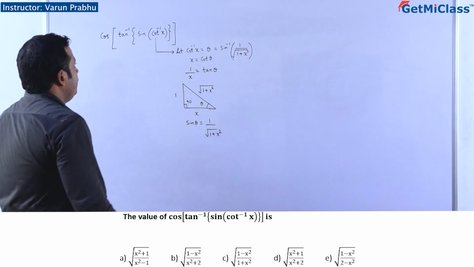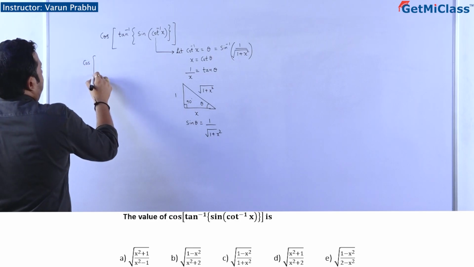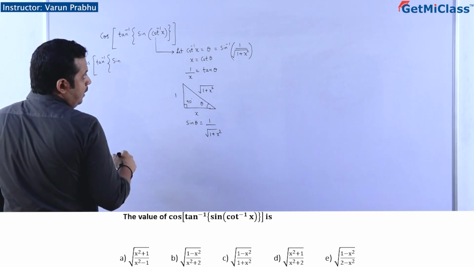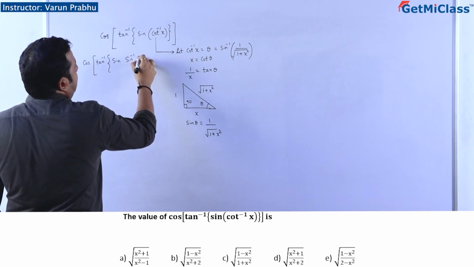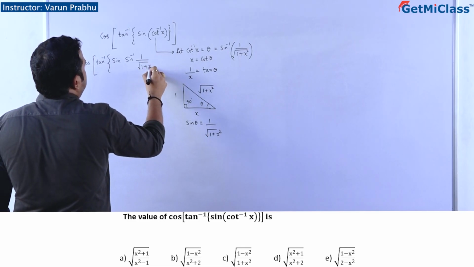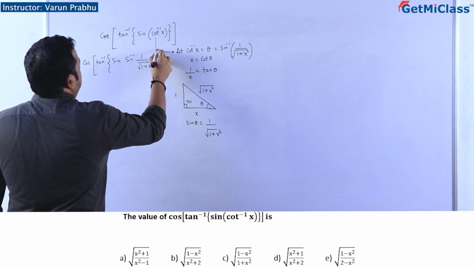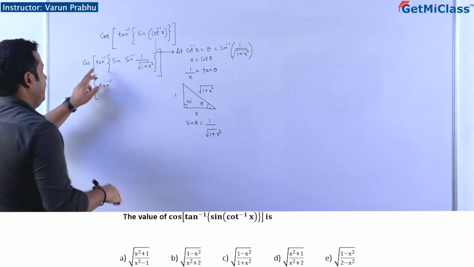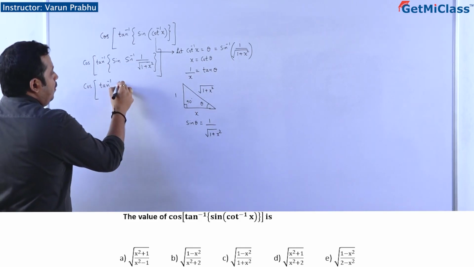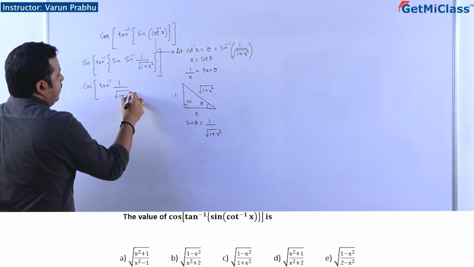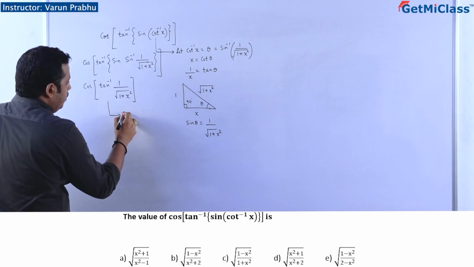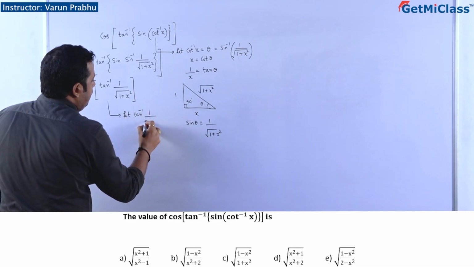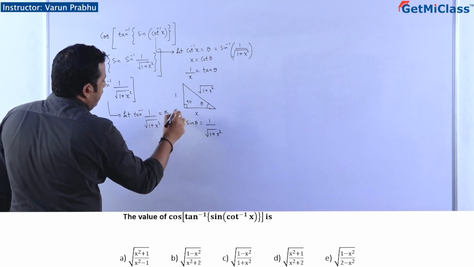Correct or not? So I can write this as cos of tan inverse of sine inverse of, I can write like this, 1 divided by root of 1 plus x square. Is it not? Yes. So I can write cos of tan inverse of, if you see sine and sine inverse will get nullified, 1 divided by root over 1 plus x square. Now what we'll do, we'll put this value, that is let tan inverse of 1 divided by root over 1 plus x square is equal to, let me put alpha.